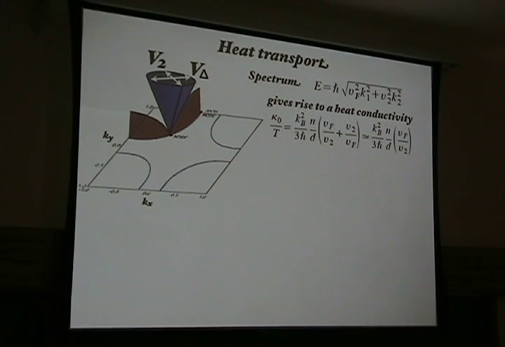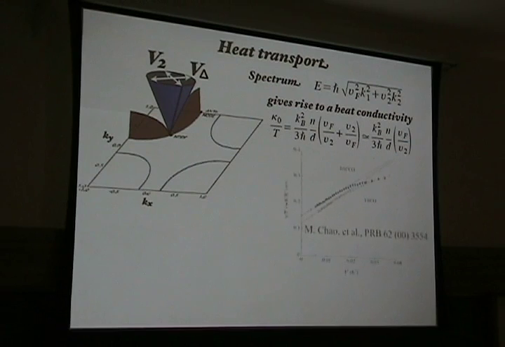If you assume this spectrum, which we measure, so we measure independently V2 and V delta. And Louis Taillefer in Canada measures the heat conductivity, kappa divided by T. And you see that this quantity just goes like this number, Vf over V2. So they also measure this ratio directly by heat conductivity.